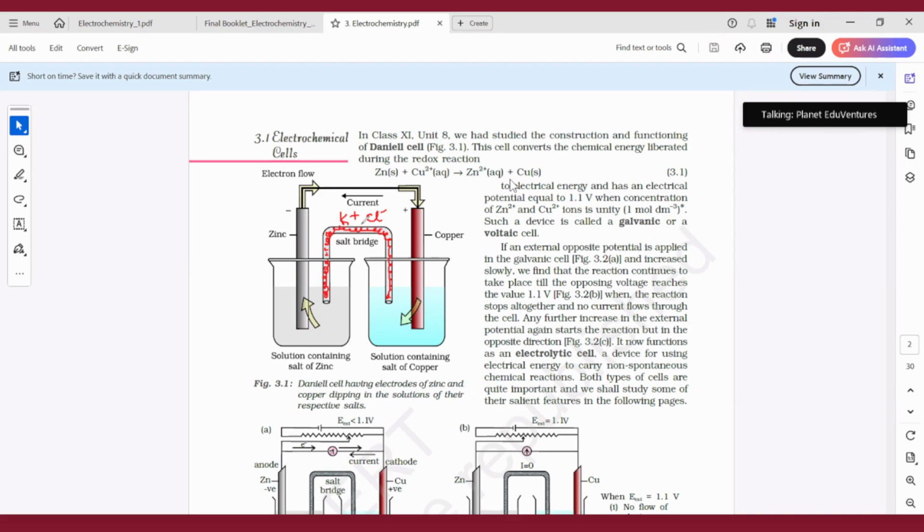We have taken two beakers. In the first beaker we have put water with ZnSO4. In the second beaker we have put water with CuSO4. So the left beaker is zinc sulfate solution. The right beaker is copper sulfate solution.